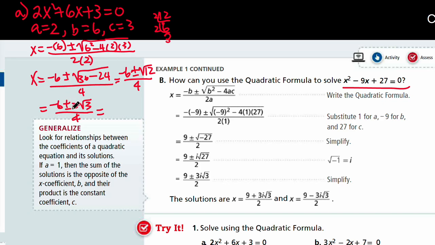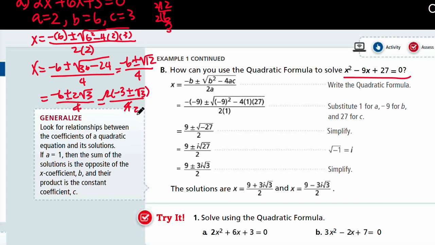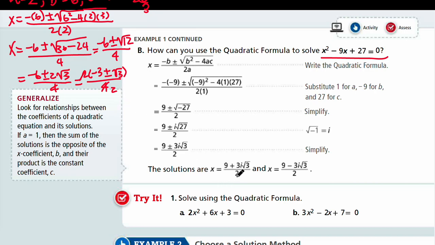You can factor out 2 here and then simplify your fraction, right? So 2 times negative 3 plus or minus square root 3 all over 4. And you can make this as 2 in the denominator. So finally, your answer should be negative 3 over 2 plus or minus square root 3 over 2, or you can just leave it as a fraction. Negative 3 plus square root 3 over 2, or negative 3 minus square root 3 over 2.